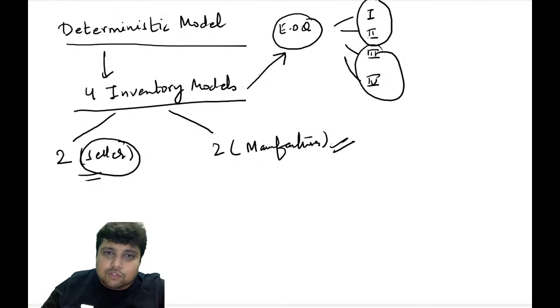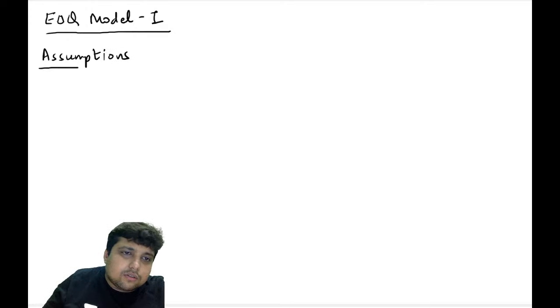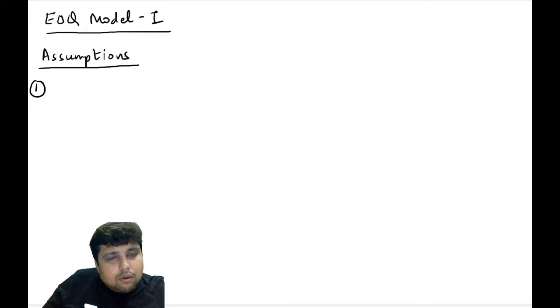Now let me proceed. So now one by one we are going to target each economic order quantity model. So first we will discuss EOQ model 1. The EOQ model 1 will first of all have certain assumptions. What are those assumptions? Number one assumption is that the demand will remain uniform.